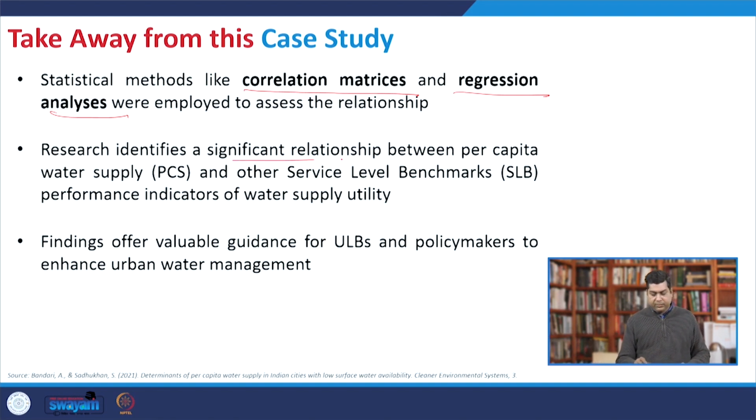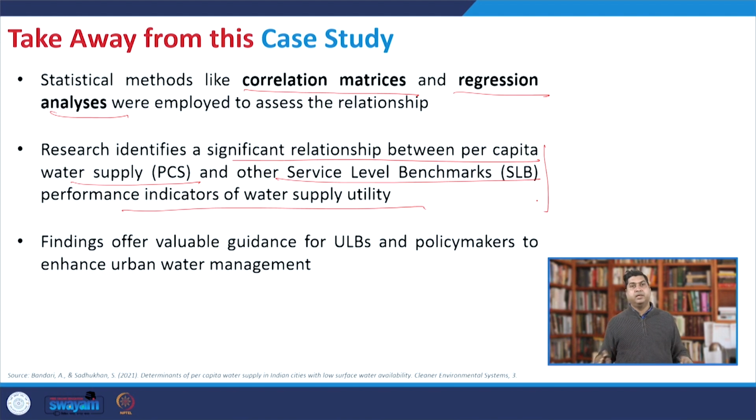Research identifies a significant relationship between per capita supply and other service level benchmarks. This is useful information from secondary data to see the relationship, because only reporting the values probably gives some idea that something is happening. But whenever we try to find out some relationship among the data, that can eventually come up with certain recommendations or strategic measures which can help for the better management of water supply in urban local bodies or in urban areas.